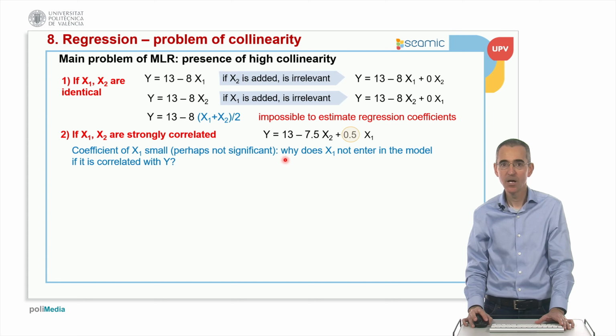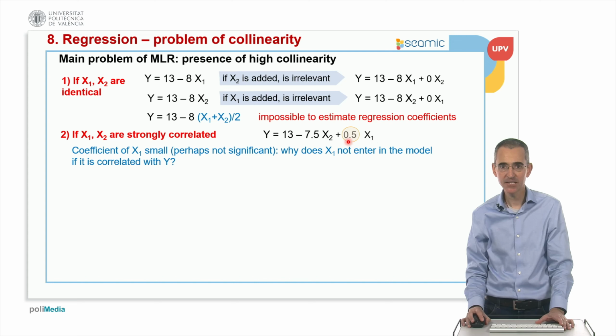So we can ask, why does x1 not enter the model if it is correlated with y? We can have different variables correlated with y. So x2 is correlated with y, it enters the model. x1 is also correlated with y, but it does not enter the model.